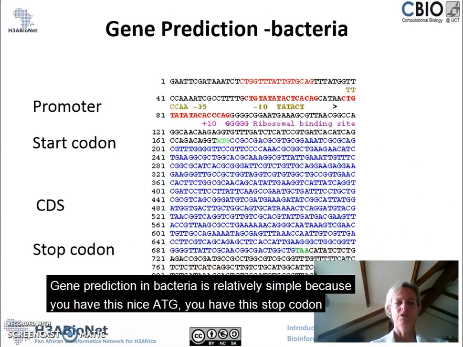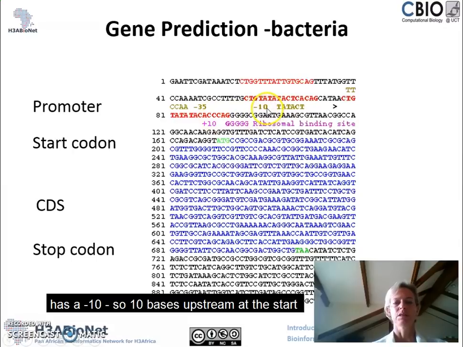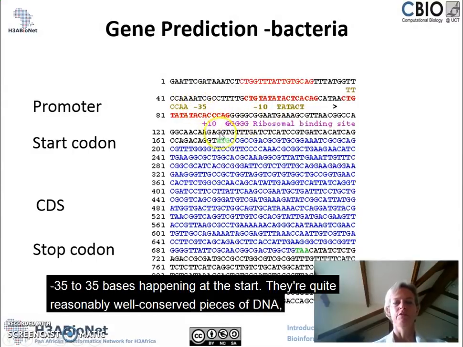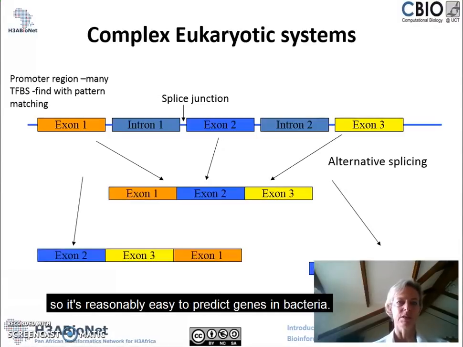So gene prediction in bacteria is relatively simple because you have this nice ATG, you have your stop codon, you have a reasonably well conserved ribosome binding site at a particular position, and then the promoter region has a -10, so 10 bases upstream of the start, and -35, so 35 bases upstream of the start. They're quite reasonably well conserved pieces of DNA.